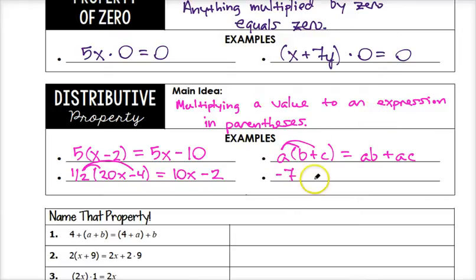And then lastly, negative 7 times the quantity x minus y. The distributive property says that this is the same as negative 7x. And then negative 7 times negative y, a negative times a negative is a positive, so this would be plus 7y. These are all examples of the distributive property.